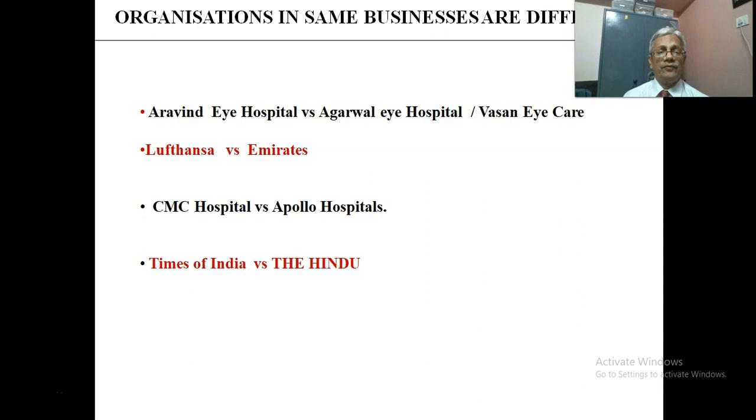Similarly, if you compare Lufthansa and Emirates, you'll have different perceptions about both organizations. Both are very successful, both are very dynamic organizations, but still your perceptions are different. Similarly, the case with CMC Hospital and Apollo Hospital. Both are basically in healthcare, but still when I say Apollo, your perception will be something, and when I say CMC Hospital, your perception will be something else. Similarly, the case with the Times of India and the Hindu. Why is there a change in perception taking place?